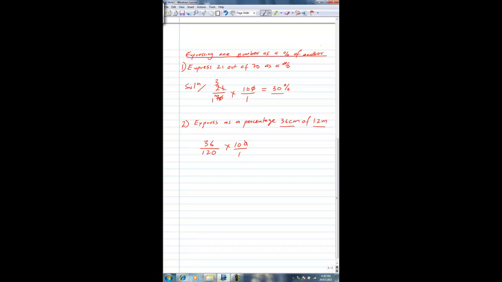And simplifying that by crossing the zeros off, 12 and 36 have 12 as a common factor. 12 will go into itself once, 12 will go into 36 thrice, and then you take 3, multiply by 10, we get 30%. 1 times 1 is 1, so upon 1 we don't write that.